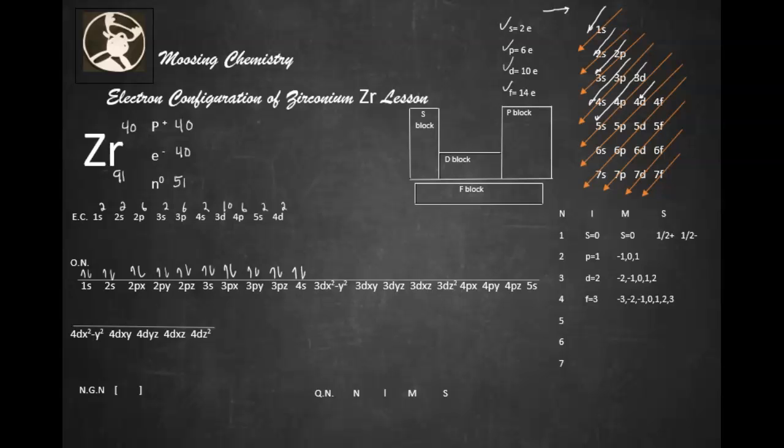3dx squared minus y squared, 3dxy, 3dyz, 3dxz, and 3dz squared. Let's do those. Look how easy this is. We're just going to use up a total of 40 arrows, and 40 arrows means 40 electrons. 4px, 4py, 4pz. Let's start our down arrows. 5s, up and down. And now let's look at 4dx squared minus y squared, 4dxy, 4dyz, 4dxz, and 4dz squared.